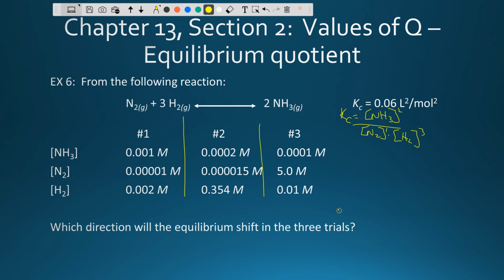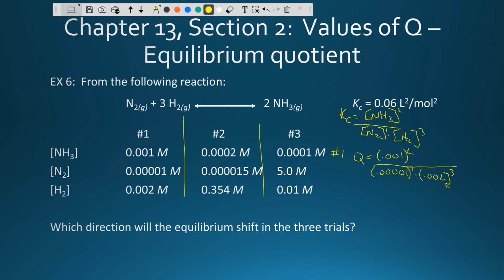Now notice on my ice charts, I've got a couple different things going. And I guess I don't even need an ice chart in this case, because I'm just saying which direction is it going to go. So I want to find which direction based on Q. So in number 1, my Q is going to end up being 0.001 squared divided by my 0.00001 to the 1st power times my 0.002 to the 3rd power.